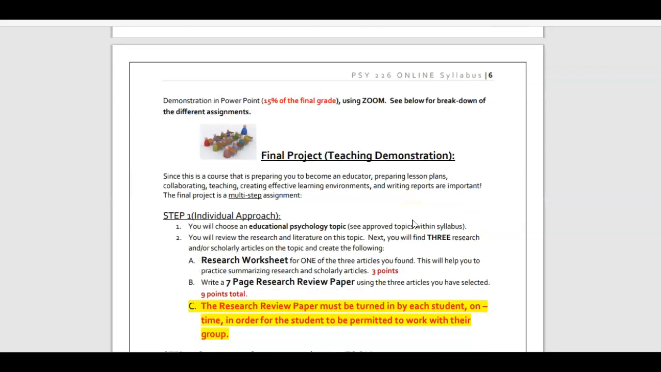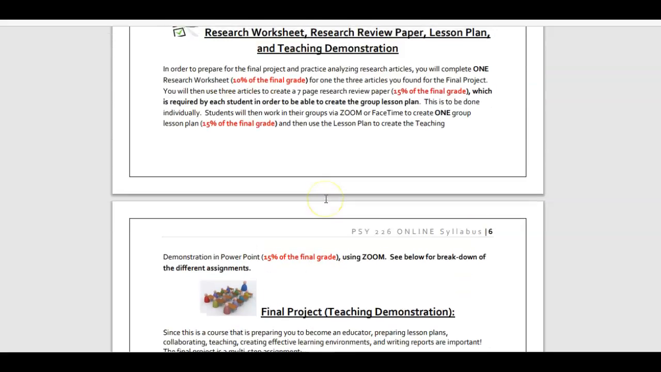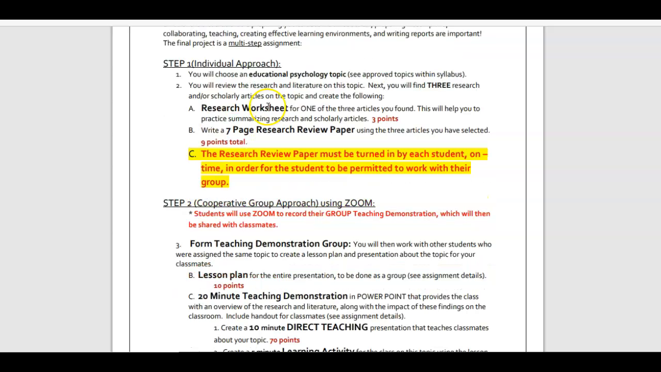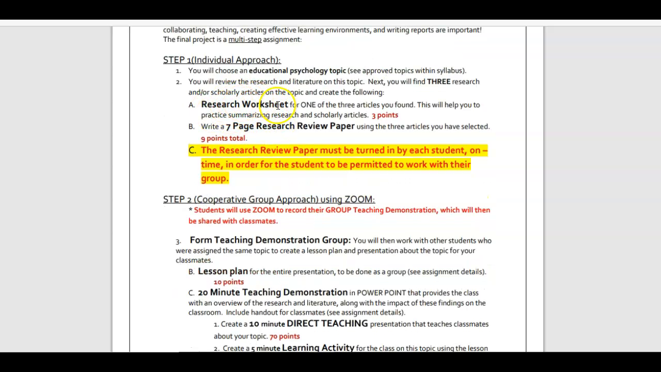So here it breaks down the different parts of this project. So here's that individual approach. Like I said, you're going to do your research worksheet. You're going to write your paper, which is 5 pages plus a title and reference page. That's what makes the 7.